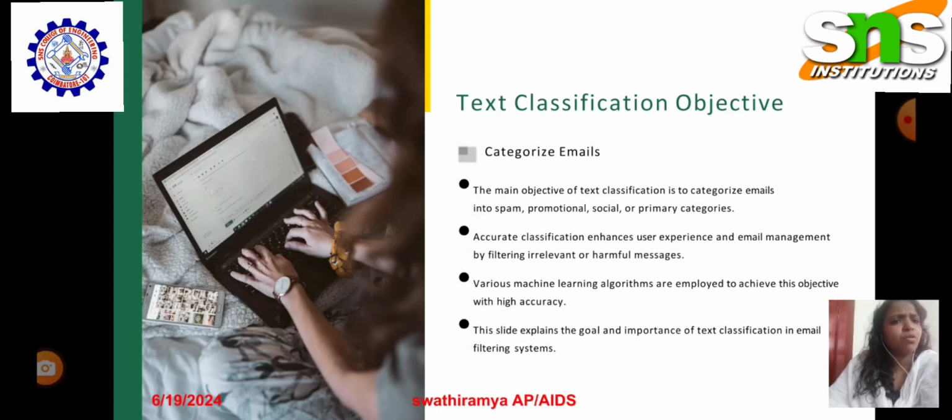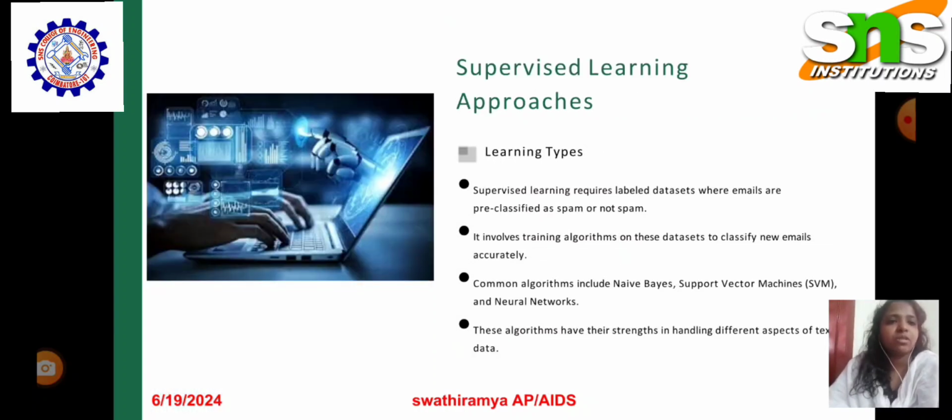The main objective of text classification is to categorize emails into spam, promotional, social media, or primary categories. Accurate classification enhances the user experience and email management by filtering irrelevant or harmful messages. Various machine learning algorithms are employed to achieve this objective with high accuracy, and with their help we can do this classification in an effective and successful way.